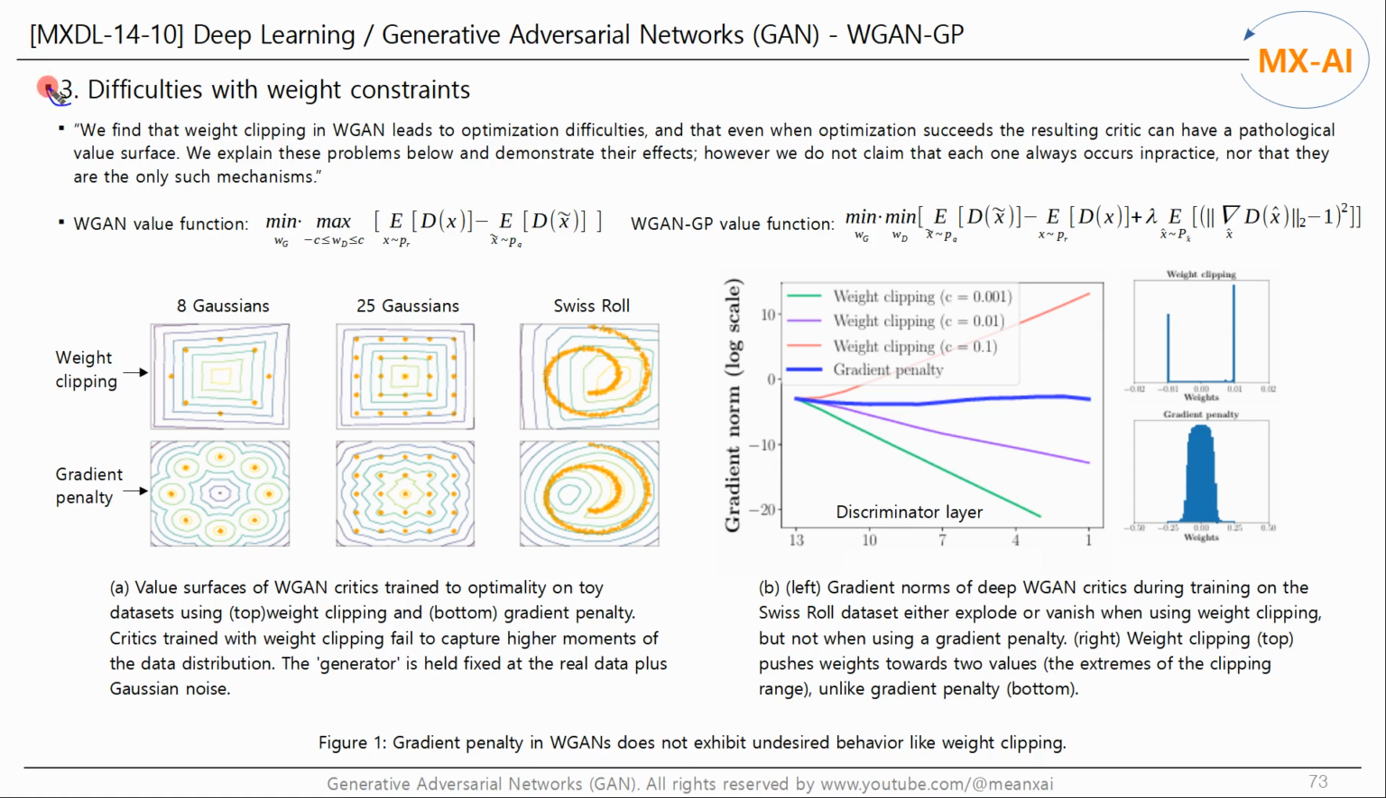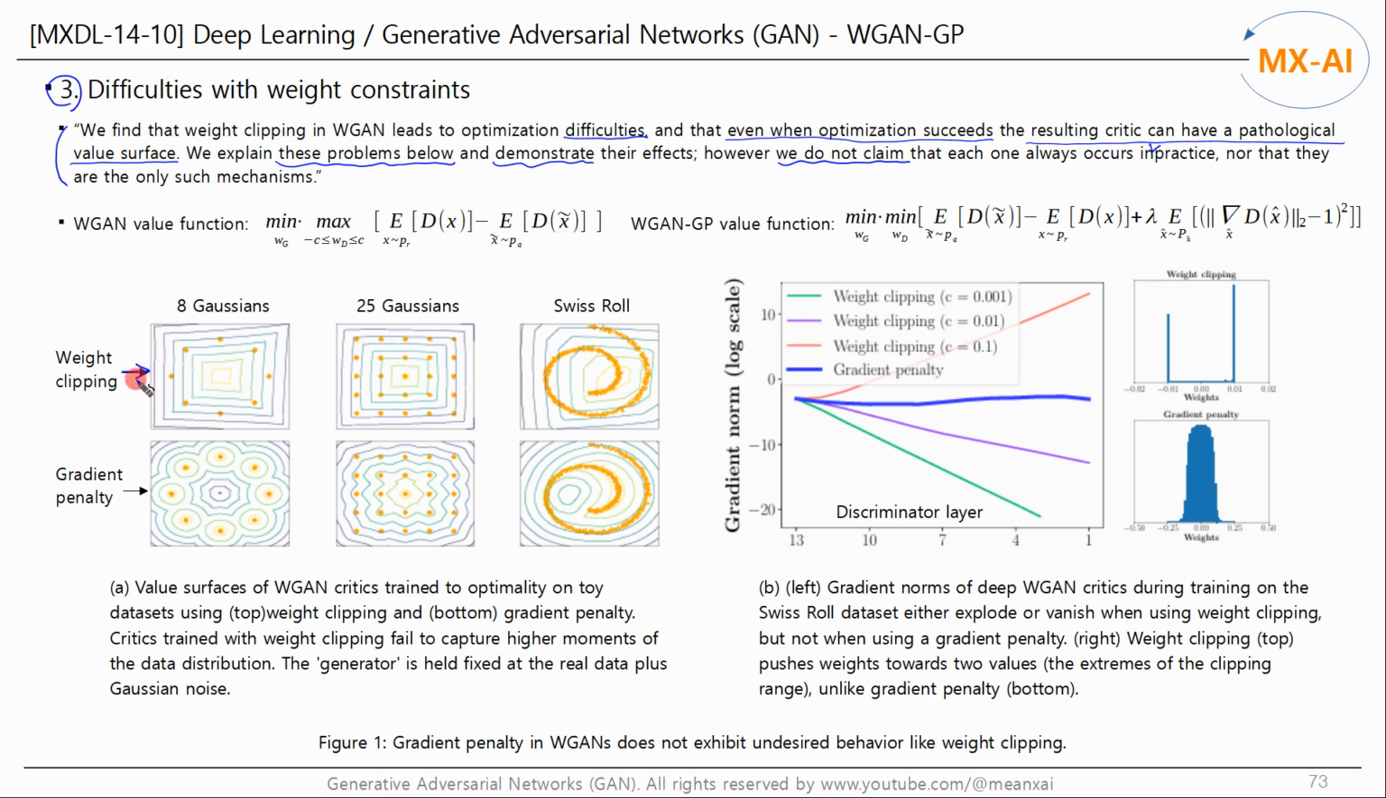Section 3 of the paper contains a general discussion of the difficulties with weight constraints. Let's read the first paragraph of the section. We find that weight clipping in WGAN leads to optimization difficulties, and that even when optimization succeeds, the resulting critic can have a pathological value surface. We explain these problems below and demonstrate their effects. However, we do not claim that each one always occurs in practice, nor that they are the only such mechanisms.